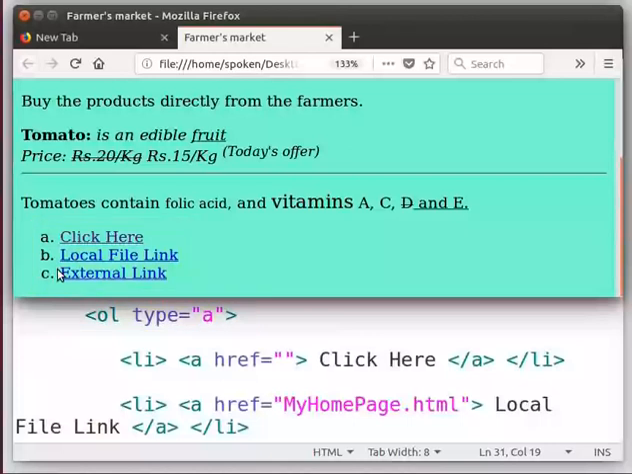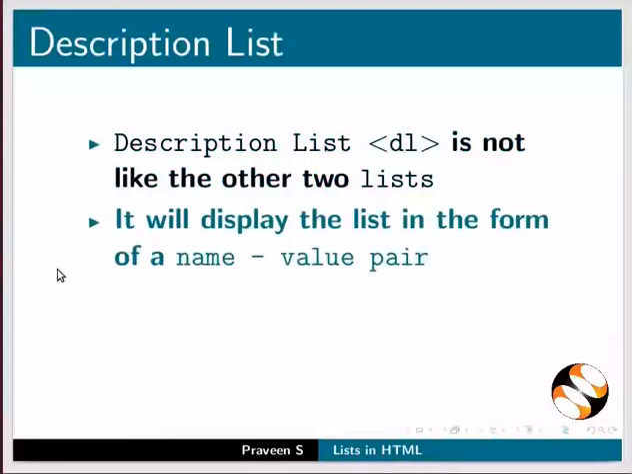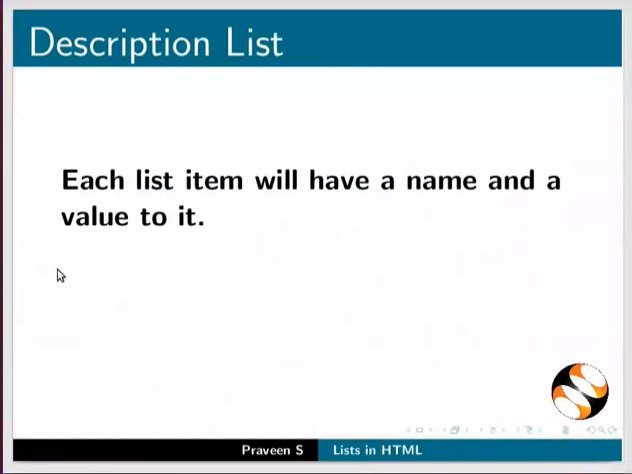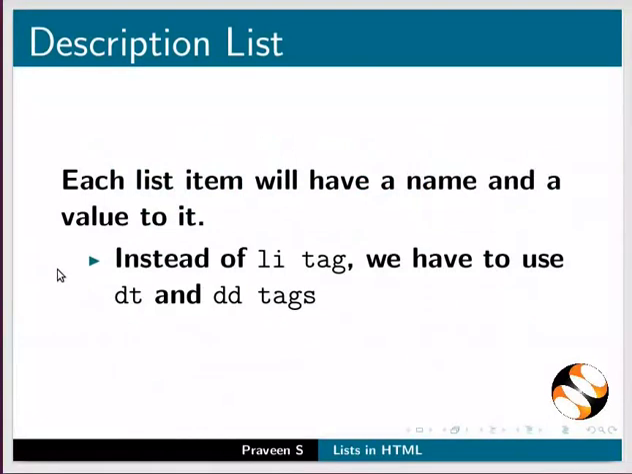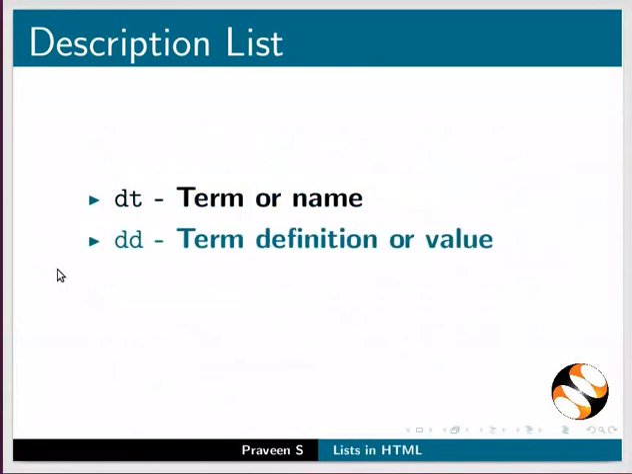Next, we will learn the definition or description list. Description list is not like the other two lists. It will display the list in the form of name-value pairs. That means it will display the list item without prefixing it with a bullet or a number. Each list item will have a name and a value to it. Instead of the li tag, we have to use dt and dd tags. dt refers to the term or the name. dd refers to the term definition or the value.